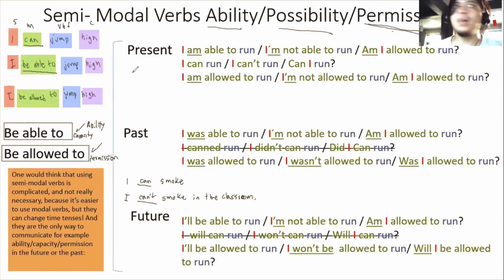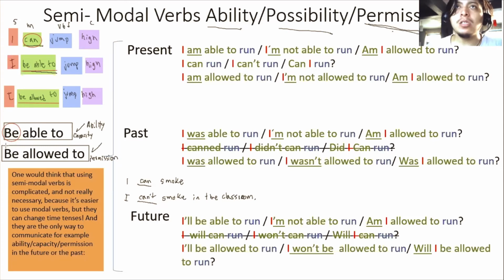Tienen una diferencia muy, muy importante. La diferencia más importante que tenemos es que estos semimodales de aquí, be able to y be allowed to, estos sí están en presente, en pasado o en futuro. Y eso quiere decir que tenemos que conjugarlos. Acuérdense que can siempre es can, no está en presente, entonces nunca es he cans, nunca es nada parecido. Pero be able to sí se tiene que conjugar.